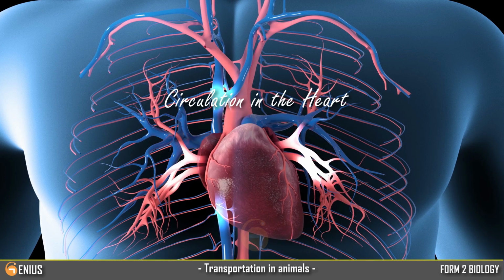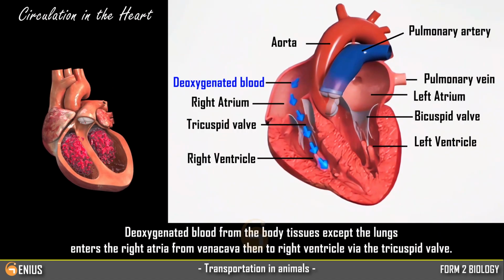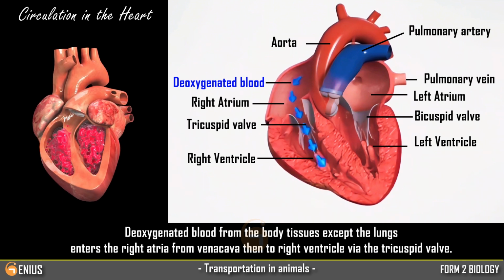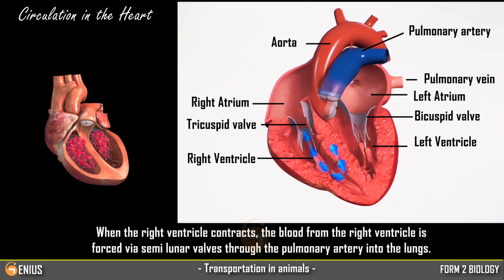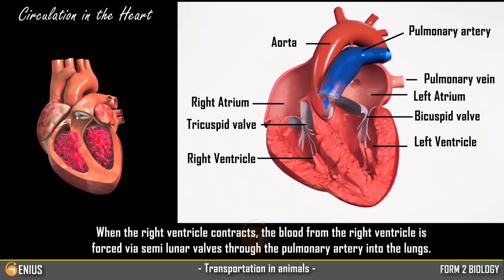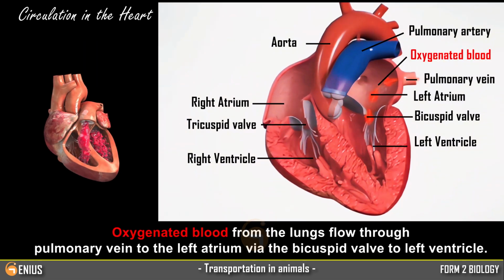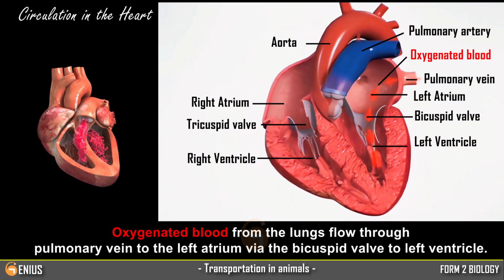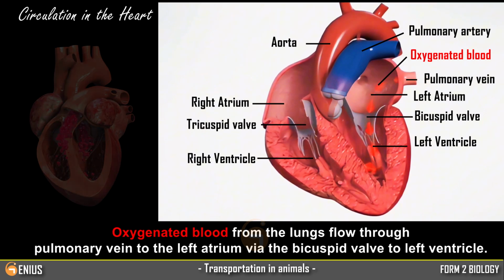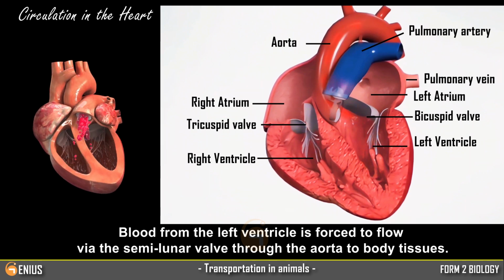Circulation in the heart. Deoxygenated blood from the body tissues except the lungs enters the right atria from vena cava then to right ventricle via the tricuspid valve. When the right ventricle contracts, the blood from the right ventricle is forced via semilunar valves through the pulmonary artery into the lungs. Oxygenated blood from the lungs flows through the pulmonary vein to the left atrium via the bicuspid valve to the left ventricle. Blood from the left ventricle is forced to flow via the semilunar valve through the aorta to body tissues.